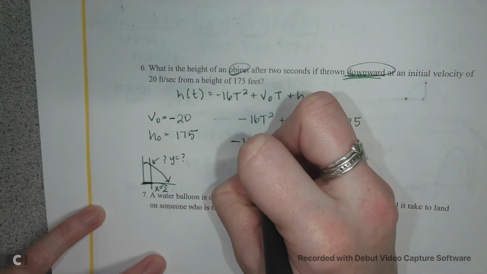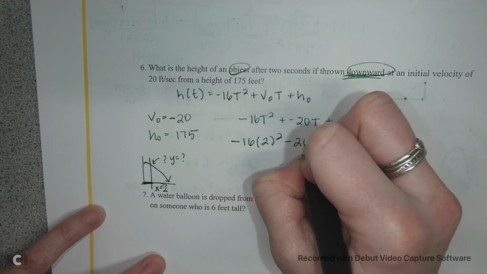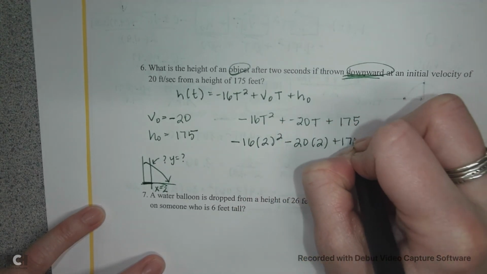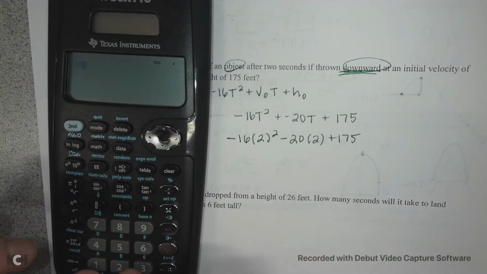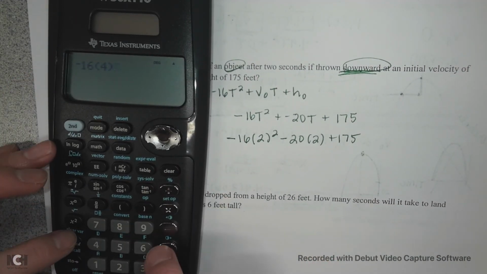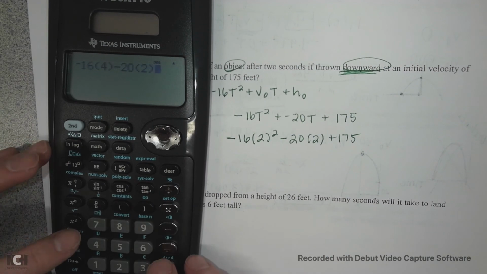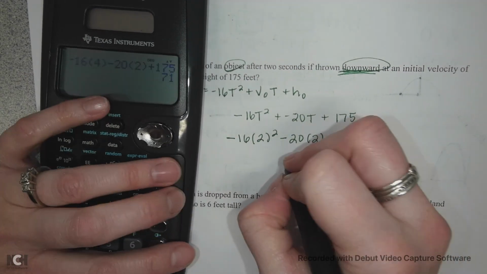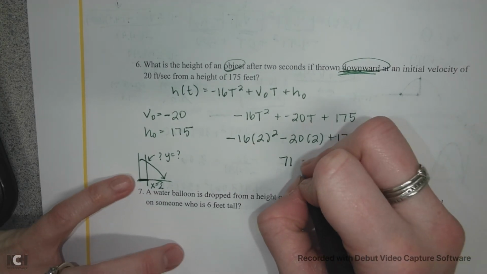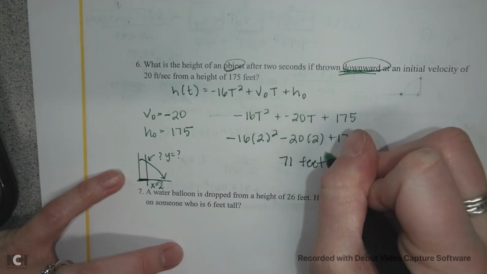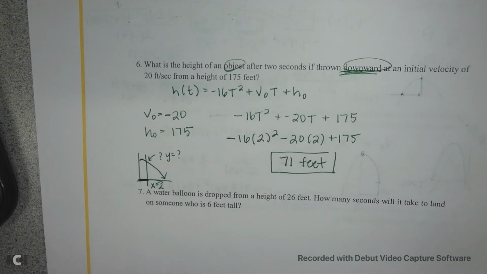So it's -16 times 2 squared minus 20 times 2 plus 175. Okay, -16 times 4 minus 20 times 2 plus 175 is 71. I want to know the height, so 71 feet. Okay, so you just have to figure out what you need and then plug that information in.